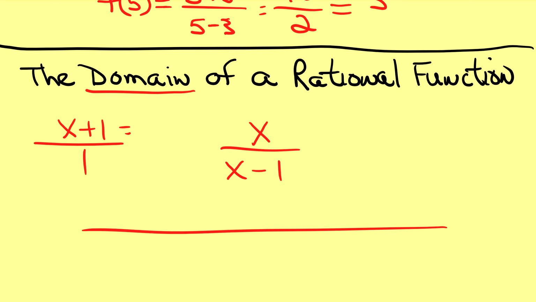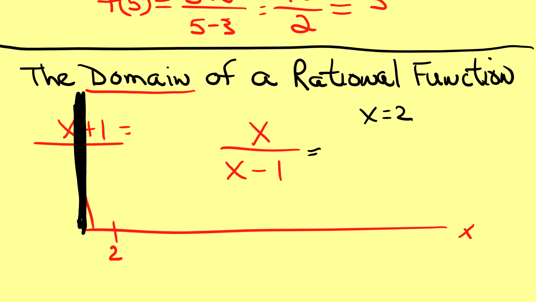So let's try something here. Here's a number line, or the x-axis, if you will. This is the y-axis, just for explaining this. If x is 2, what would f of x be? Well, I'd replace the x here with 2, and I'd have 2 over 2 minus 1, which is 1. So 2 over 1 is 2. So when x is 2, y would be 2, and that would be a plotted point there.